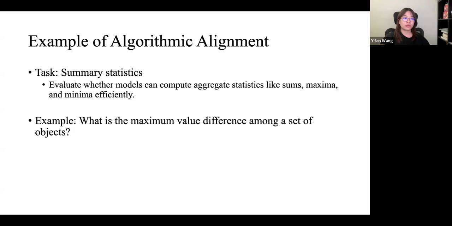Okay, to illustrate the algorithm alignment, the paper provides several examples of reasoning tasks. The first task is summary statistics. It evaluates whether models can compute aggregate statistics like sums, maxima, and minima efficiently. One example is: what is the maximum value difference among a set of objects?